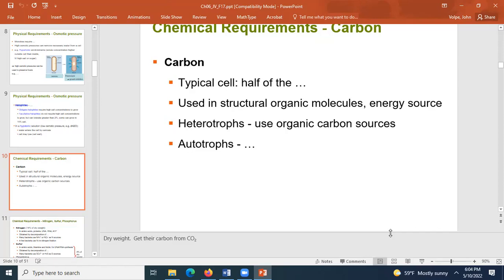As you know, we digest glucose that has 6 carbons in it. And then heterotrophs use an organic carbon source like glucose. And then the autotrophs can use an inorganic carbon source, such as CO2, dissolved in the air or the water. Any questions about any of that?